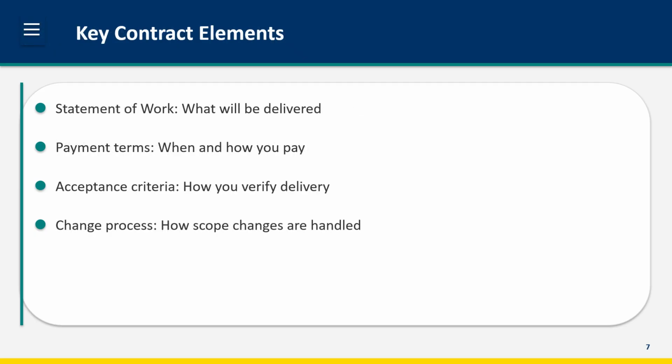Key contract elements include the statement of work, which defines exactly what the vendor will deliver. Be specific. Ambiguity benefits whoever interprets it later. Payment terms define when and how you pay. Milestone-based payments tied to deliverables protect you. Acceptance criteria define how you verify delivery. What tests must pass. Who approves. Change process defines how scope changes are handled. Projects always change. Have the mechanism ready.